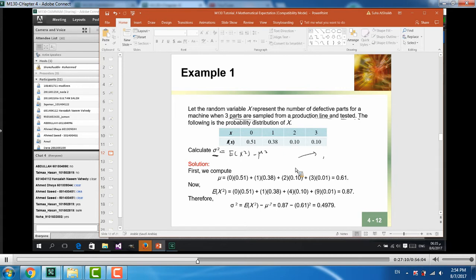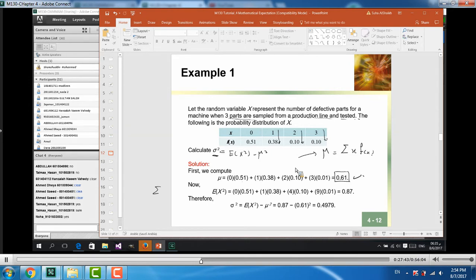I need the mu. The mu is nothing but the sum of x times fx. So we multiply 0 times 0.51, 1 multiplied with 0.38, 2 times 0.10, 3 times 0.10. Add everything, you get the mu. Easy, right?